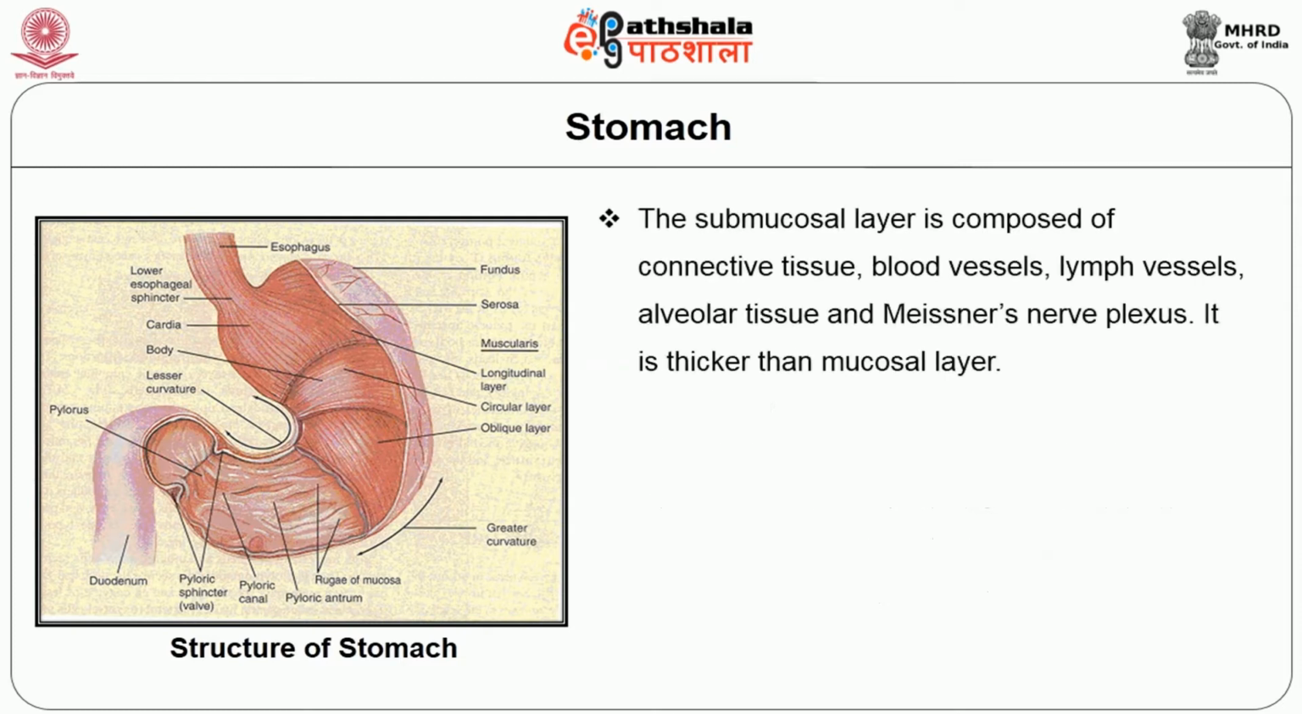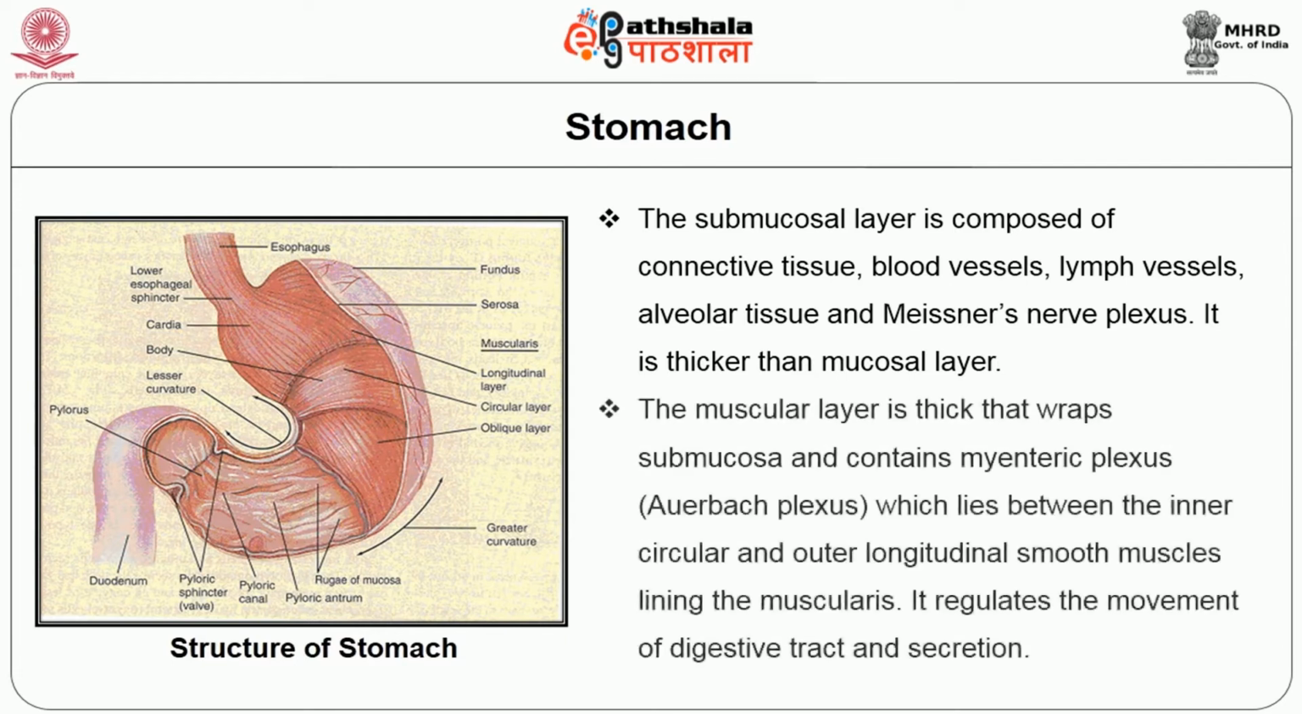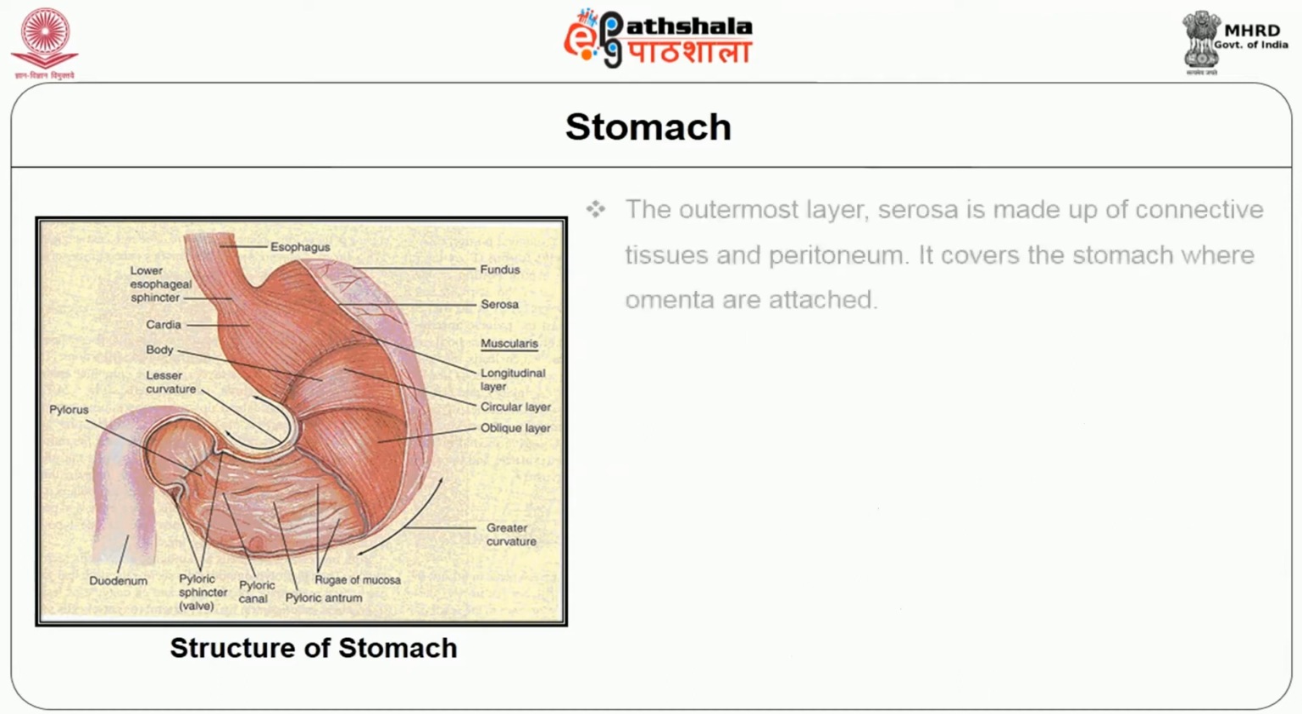The submucosal layer is composed of connective tissues, blood vessels, lymph vessels, areolar tissues, and Meissner's nerve plexus. It is thicker than the mucosal layer, and the muscular layer is thick, wraps the submucosa, and contains the myenteric plexus, which lies between the inner circular and outer longitudinal smooth muscles lining the muscularis. It regulates the movement of the digestive tract and secretion. The outermost layer, serosa, is made up of connective tissues and peritoneum. It covers the stomach where omenta are attached.